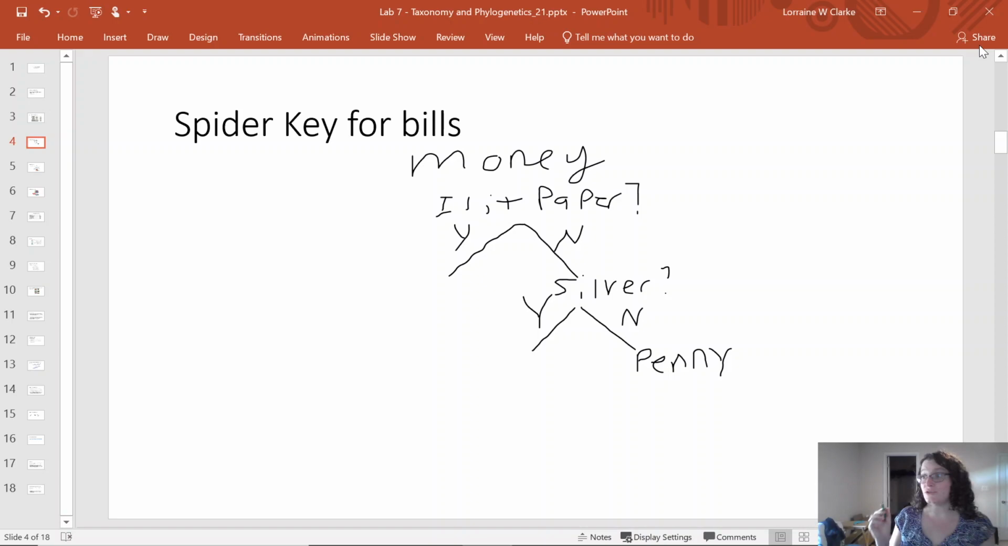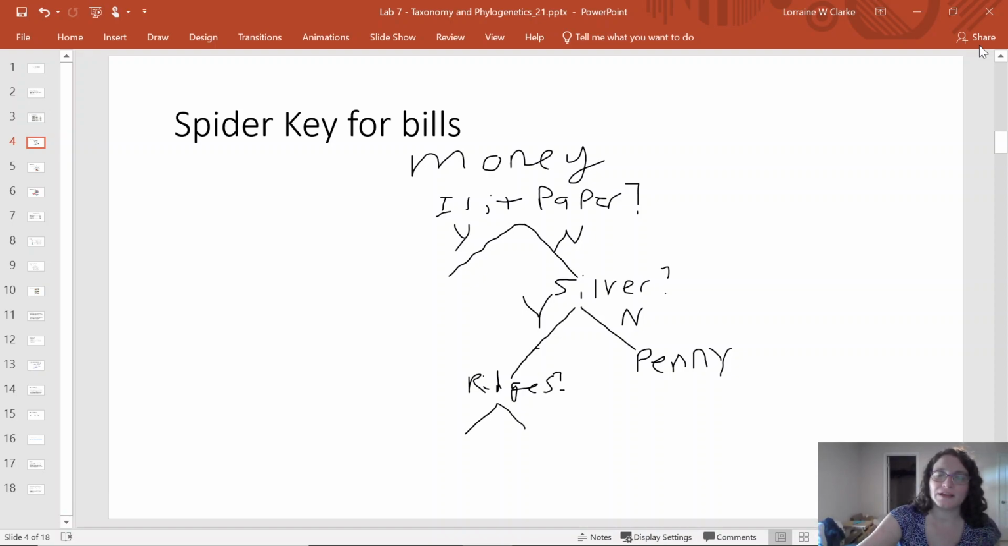And I need a new question, okay? So again, these spider keys can get a little long, so just make sure you give yourself enough space and write small enough, okay? Next question is going to be ridged edge, yes or no. Remember that the dime and the quarter have a ridged edge, and the nickel does not. So when I say ridged edge, ridges, I'm just going to say ridges. It's hard to write edge in there, okay?